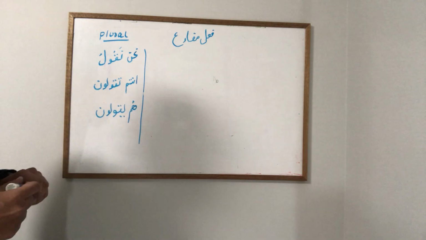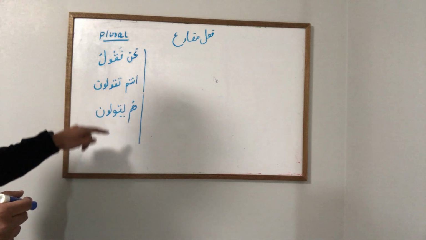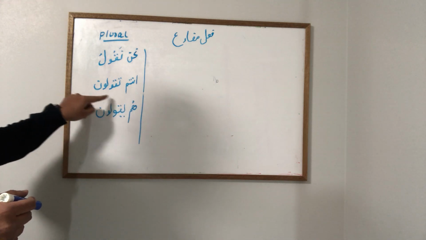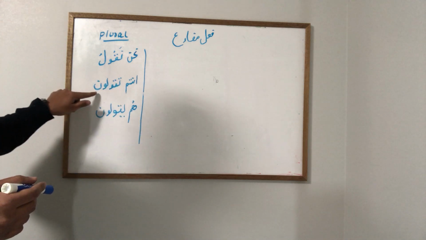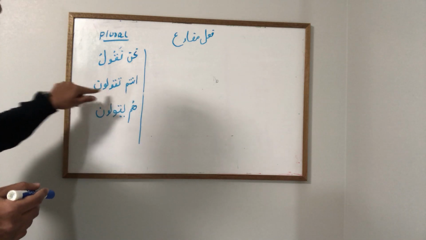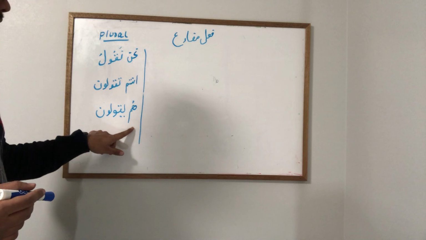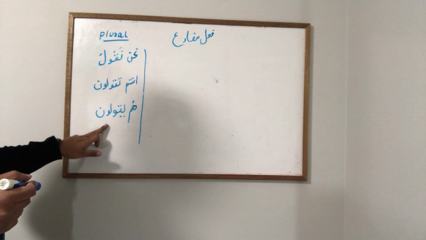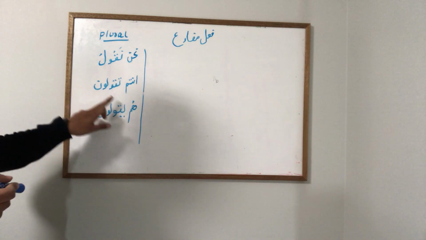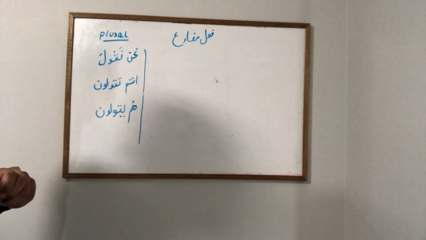Antum taquluna. Antum is you, plural, and this is present tense. So you plural, you do. And this is hum yaquluna. Hum is they, and they do. You do, they do. What is the difference?